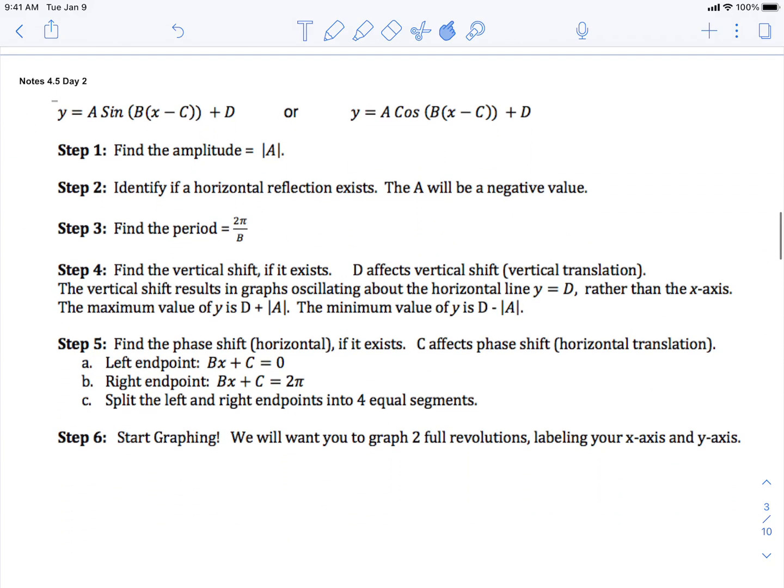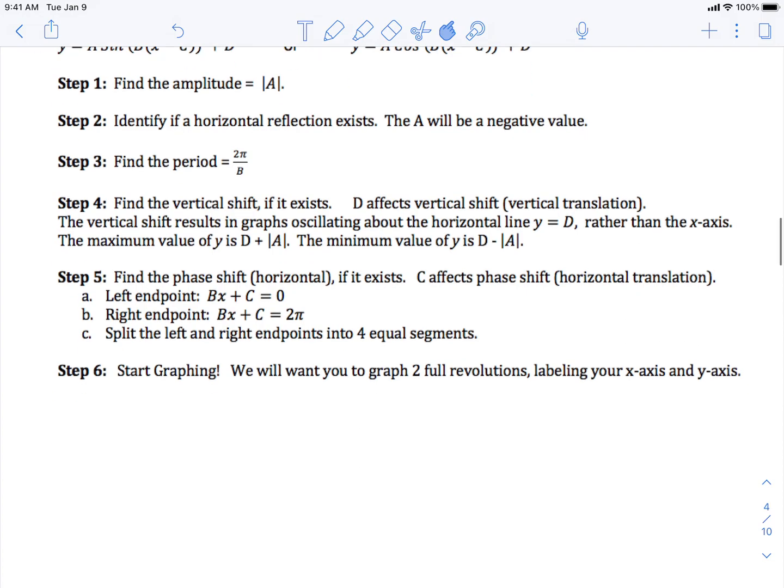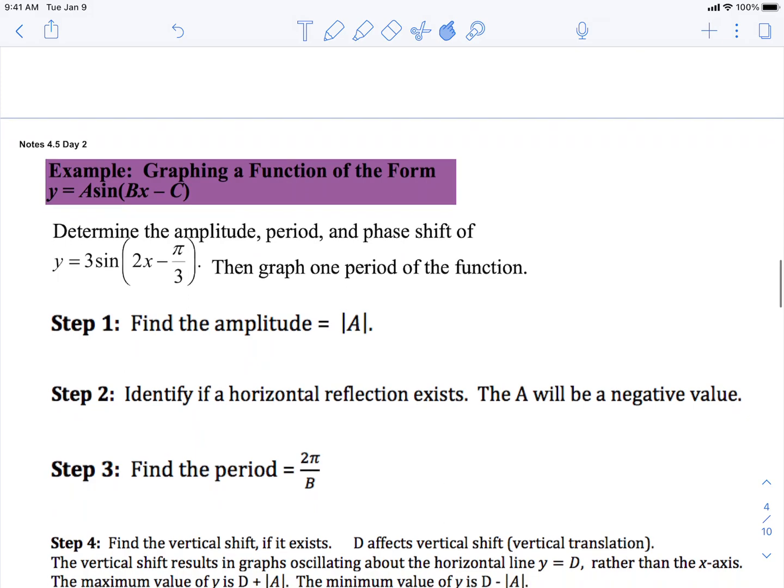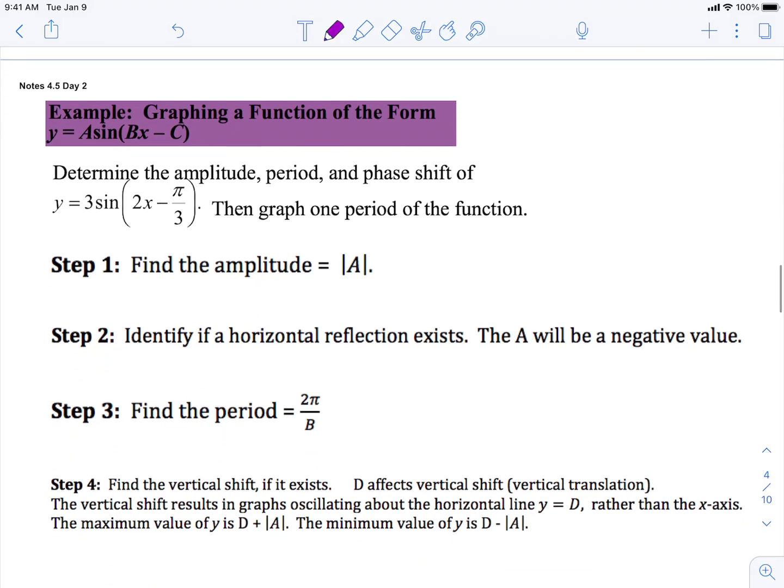So what we're going to do is continue applying the transformations that we learned in the previous lesson. And we're going to graph this function, y equals 3 sine of 2x minus pi over 3. And we're going to do one revolution. So let's identify the amplitude first. So we need to identify the a value.